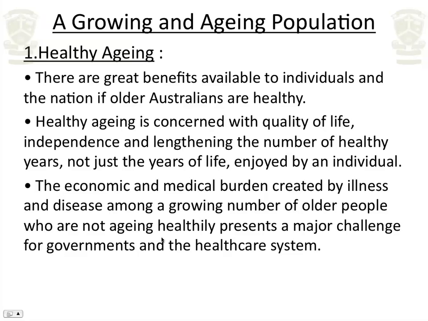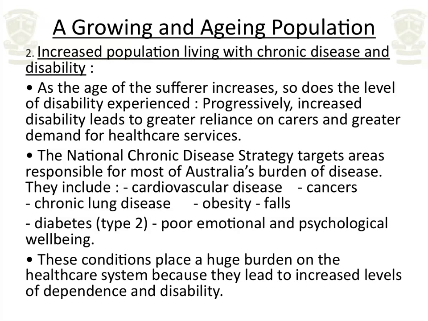You can read here that the monetary burden, which is the economic thing, and the medical burden created by illness and disease amongst these elderly people is putting immense pressure on the Australian health system at the moment. So in a perfect world, our people grow older healthily, but that's not realistically what's happening, which leads into the next sub-dot point, the fact that we have an increased population living with chronic disease and disability.